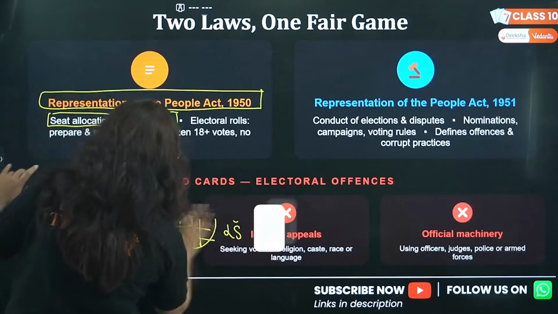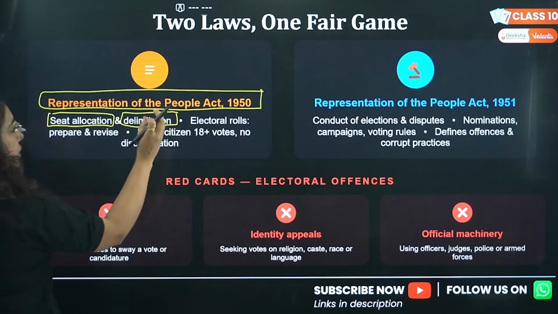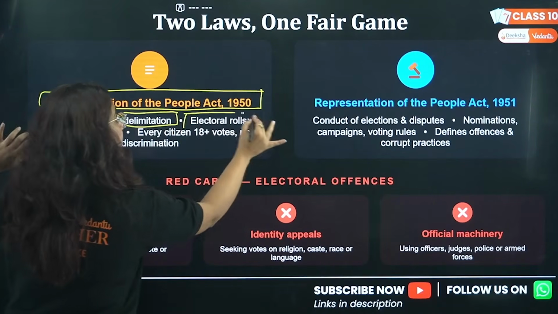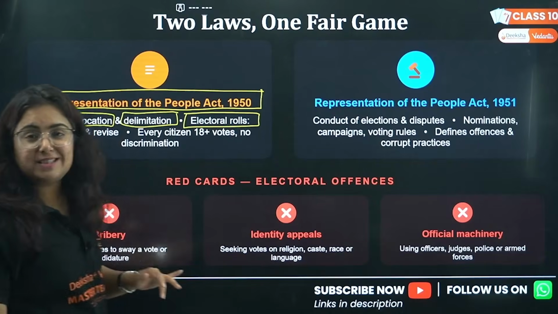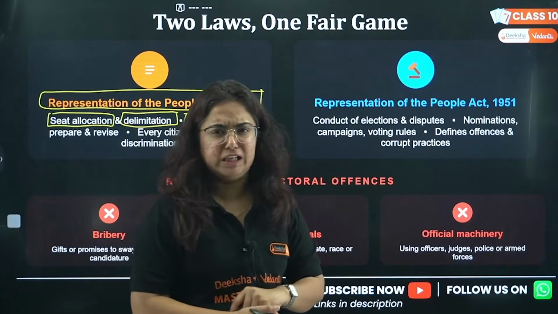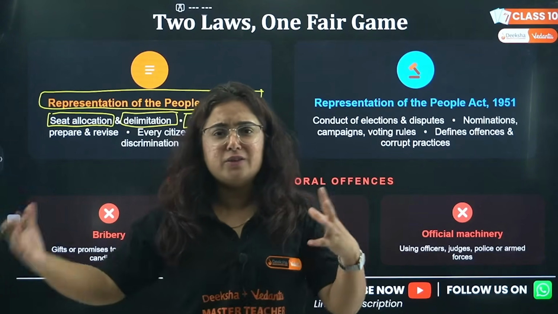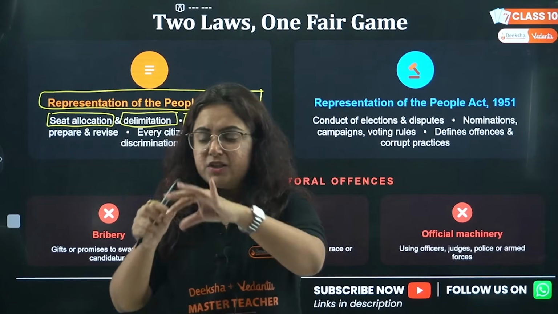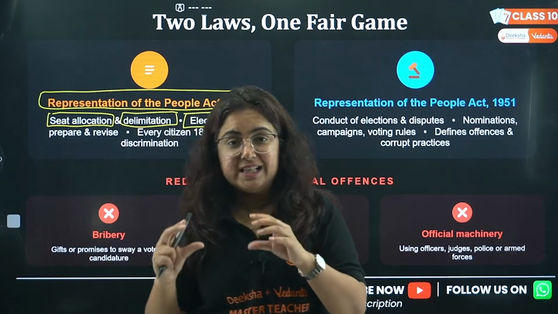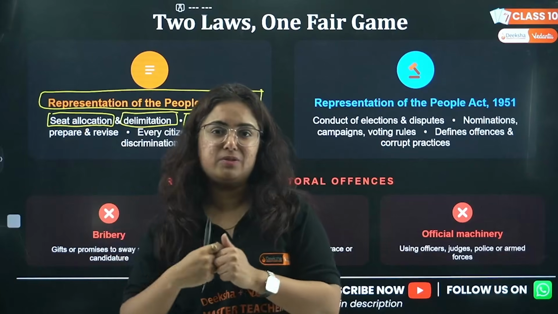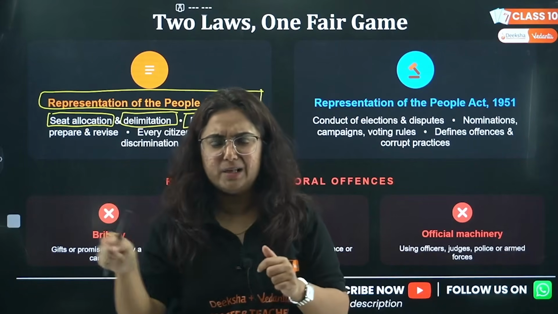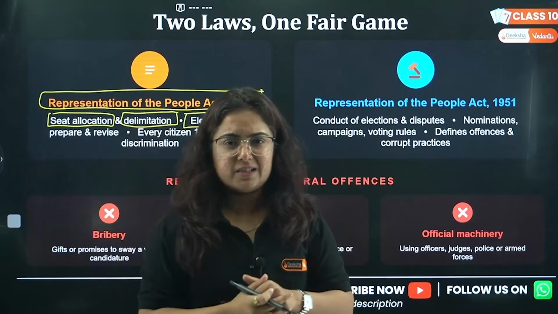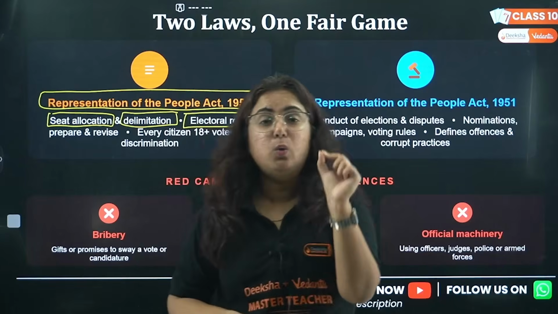So, yes, this is the point. Seat allocation, delimitation, and electoral rules. Like you might have seen in your surroundings when elections are going on, some officer comes to your home with a long list, tears the pages of the list in which your parents' names are written, and then gives that clip of that page to your parents. So, what is that? That is the electoral roll.